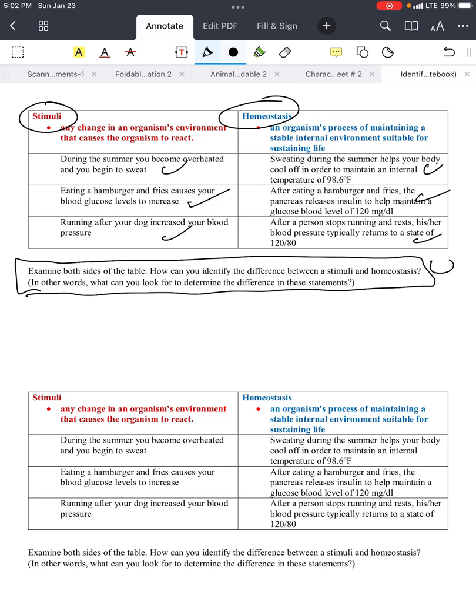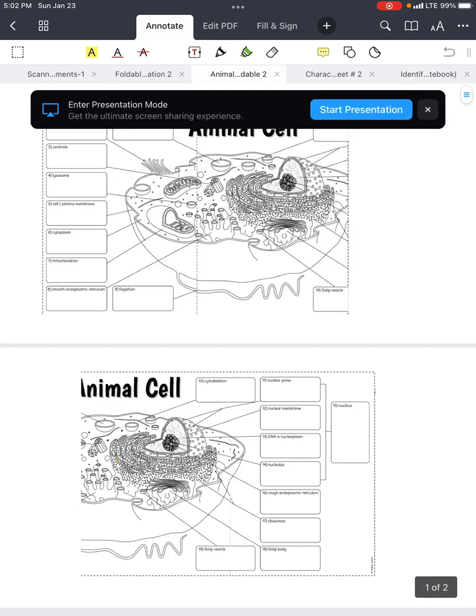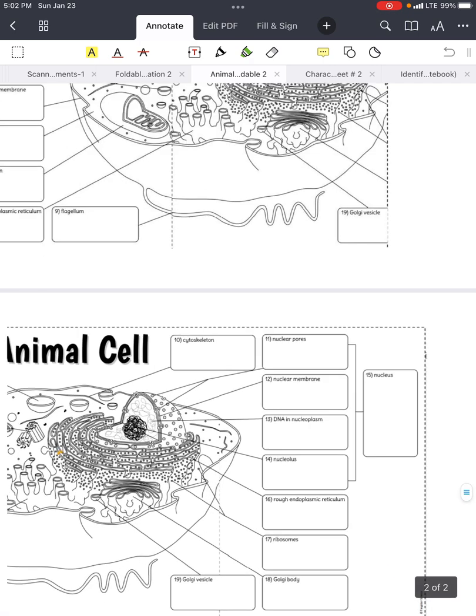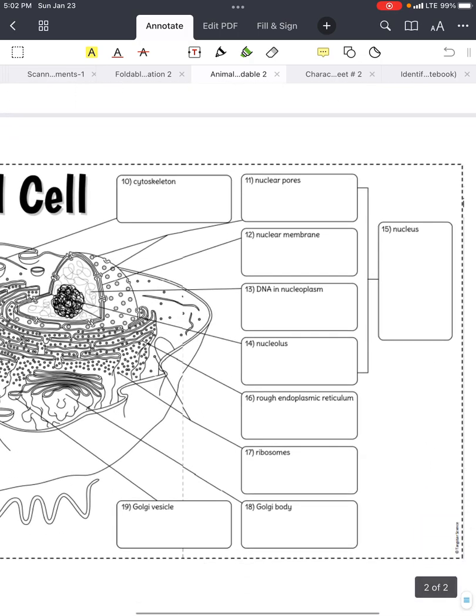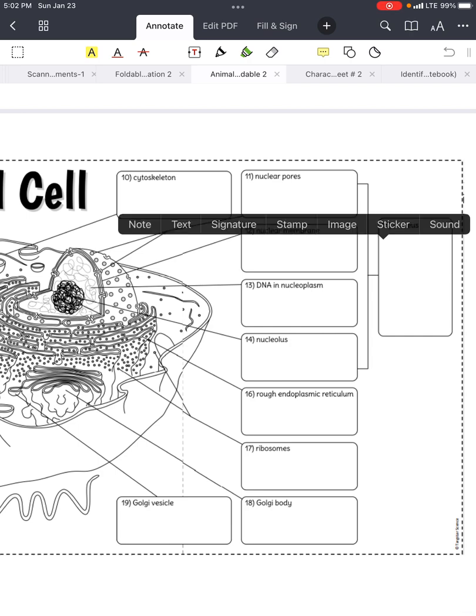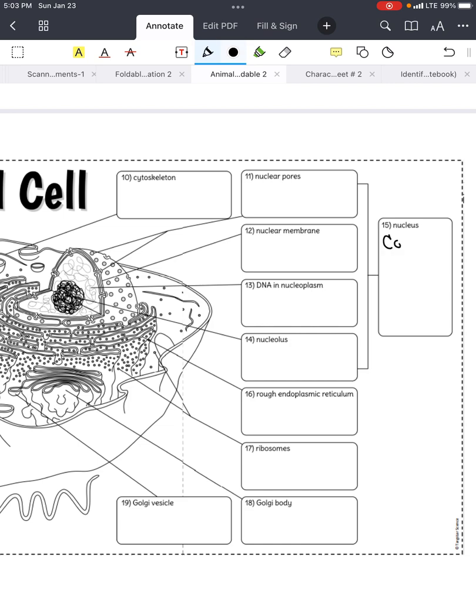Very short and simple. The next thing we're going to do, we need to finish up the animal cell color book sheet. So you're going to grab that, and I believe we left off over here on the side. We talked about the nucleus and how it controls all the cell's activity. And we didn't color in the nucleus because it includes nuclear pores, nuclear membrane, DNA, and nucleolus.